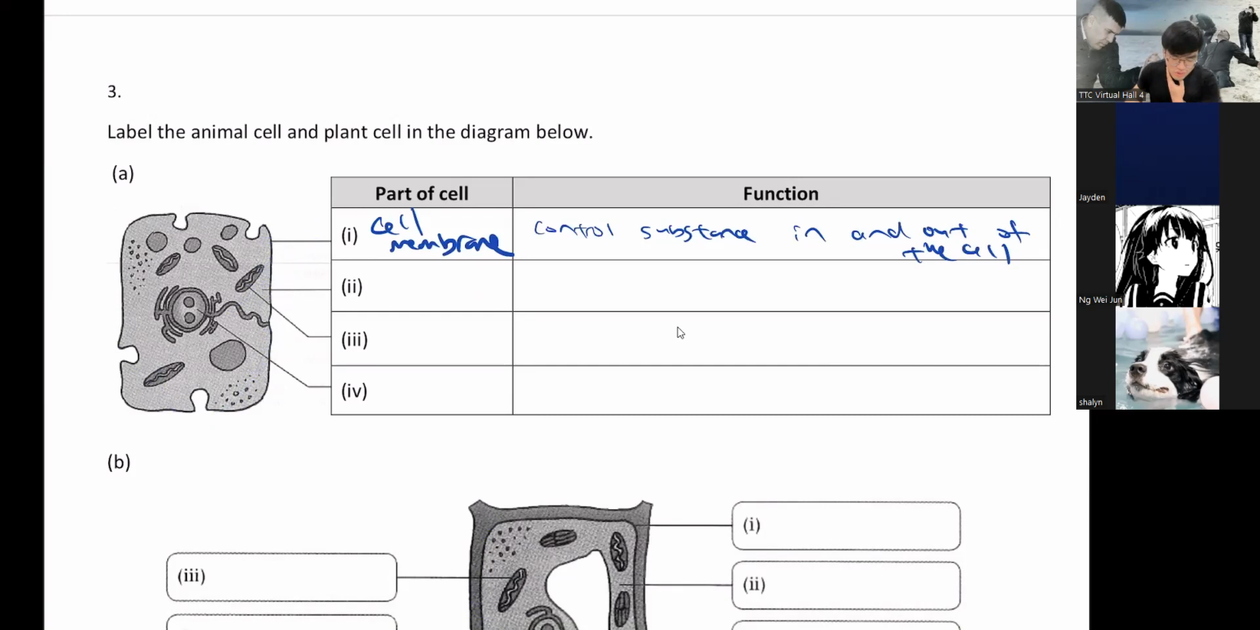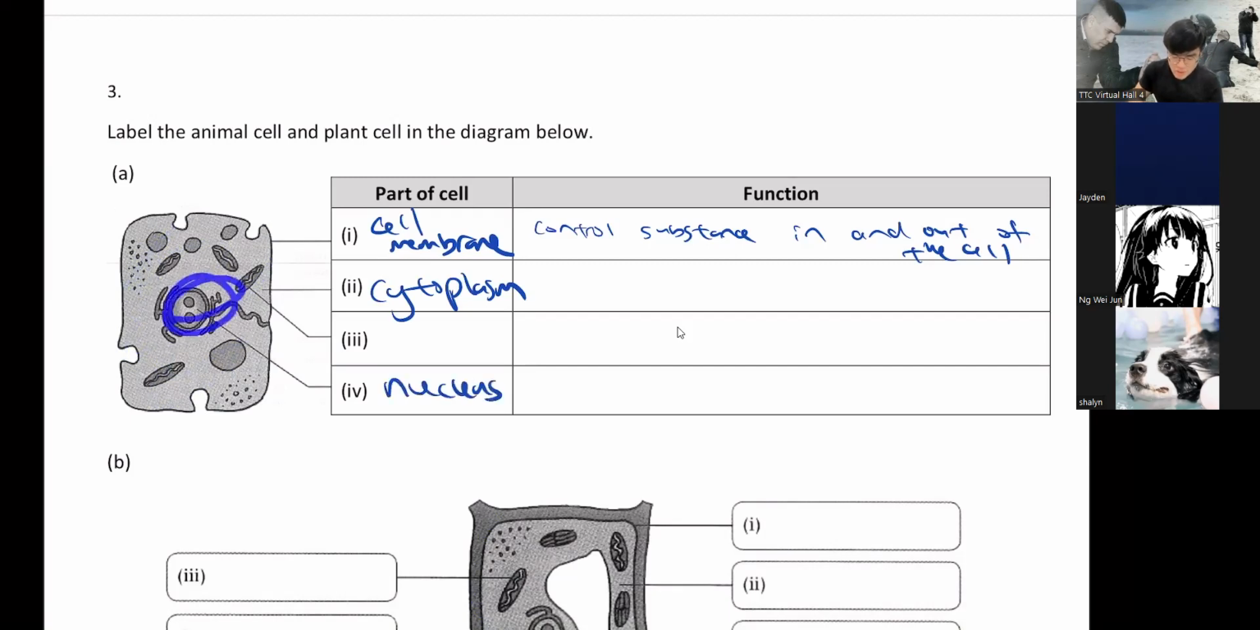Next, number 2, what is inside here? This whole thing inside is what we call your cytoplasm. What is cytoplasm? Cytoplasm is the egg white. Imagine this is the egg yolk. Let me mention the egg yolk. This middle egg yolk here is called the nucleus.